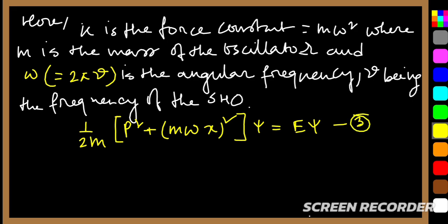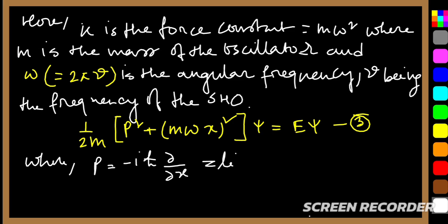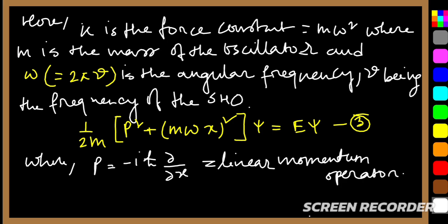Okay, next, where p is the linear momentum, that is i h cut d by dx, is the linear momentum operator. Okay, linear momentum operator.